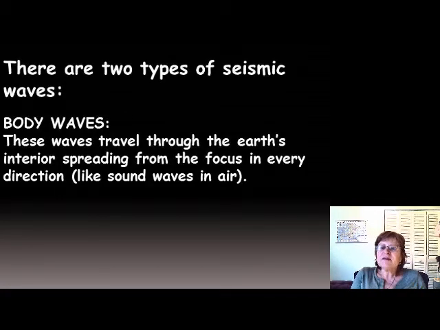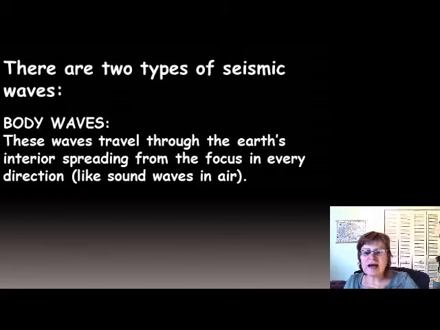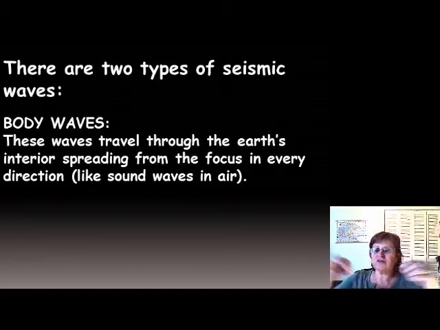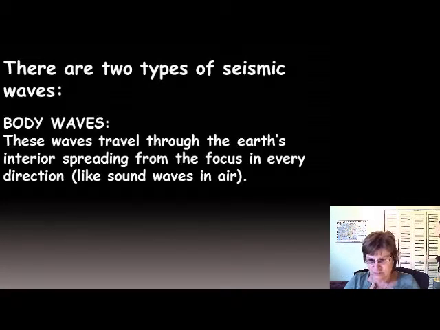Okay, the seismic waves can be divided into two major groups. One is the body wave and the other one is the surface wave. So now we're going to talk about body waves. The body waves are traveling through the earth's interior, and they're spreading from the focus along a sphere in every direction, just like sound waves. The body waves do not cause any damage to humans because they're just traveling through the earth. As soon as they reach the surface, we call them surface waves. So those are the ones which cause us the problems.